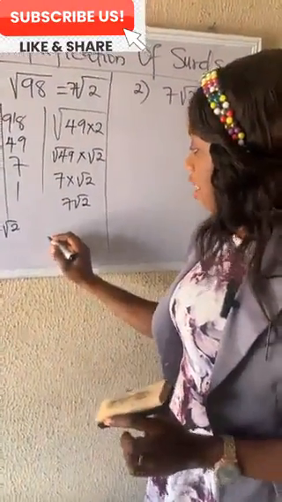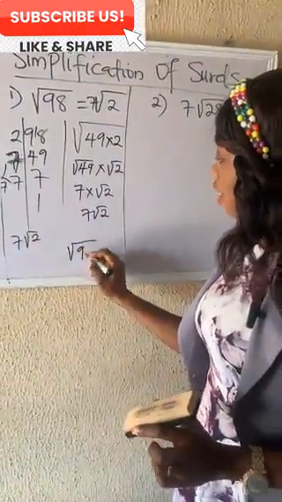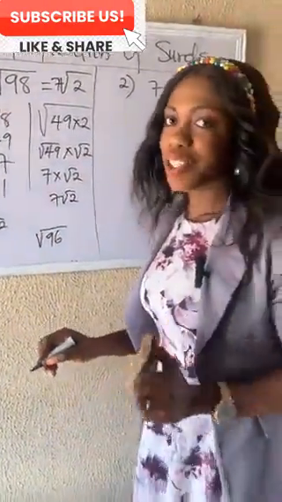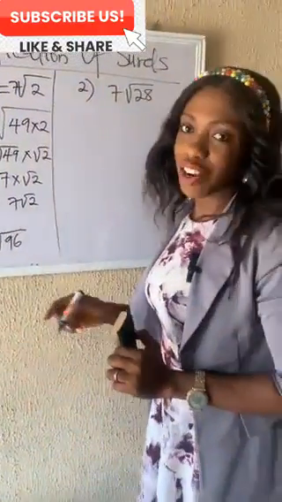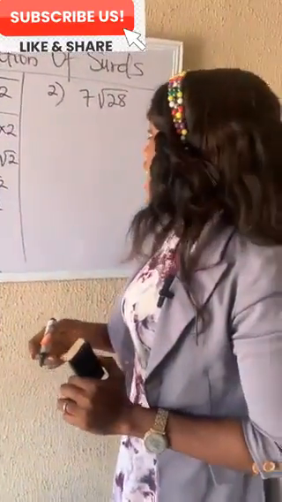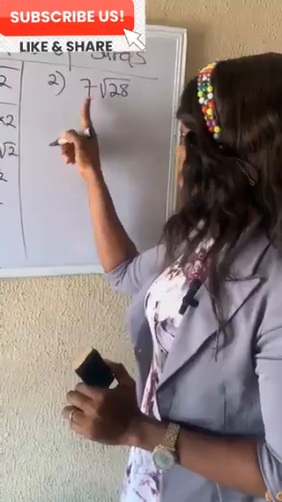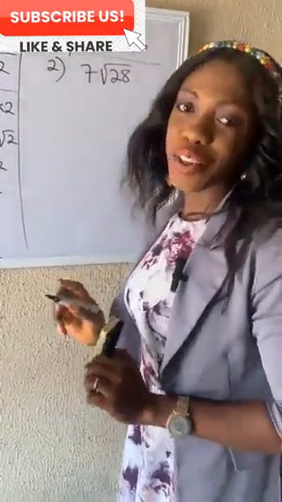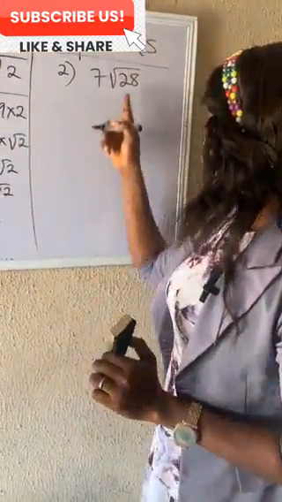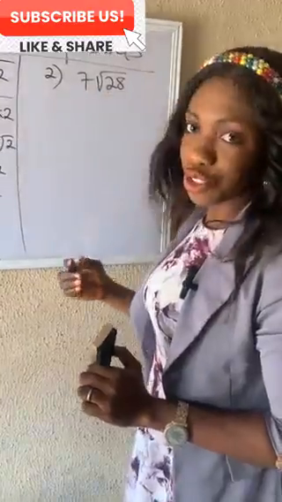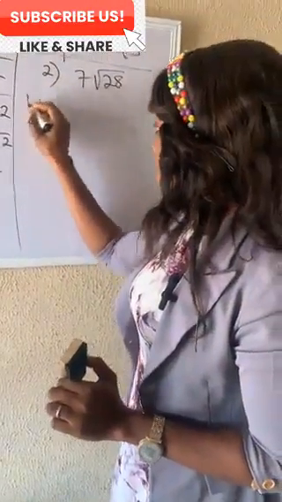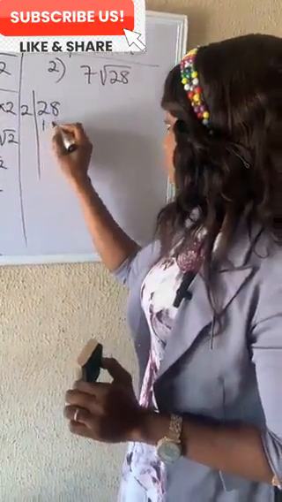Just try this for me. Get me the value of sod 96. While you still do that, let's take care of example 2. Example 2 says simplify 7 sod 28. So what do we do? What we are going to do here, we're going to simplify. We are still going to use the 2 methods. This is 28. 2 we divide to give us 14.